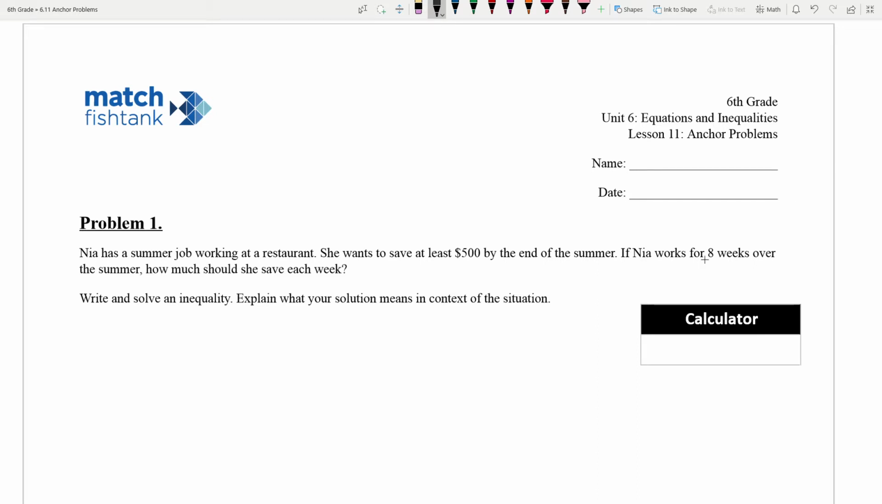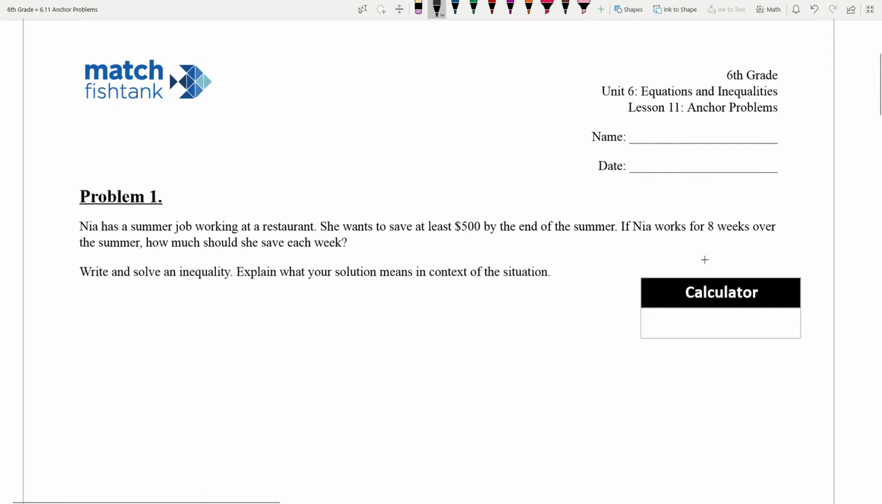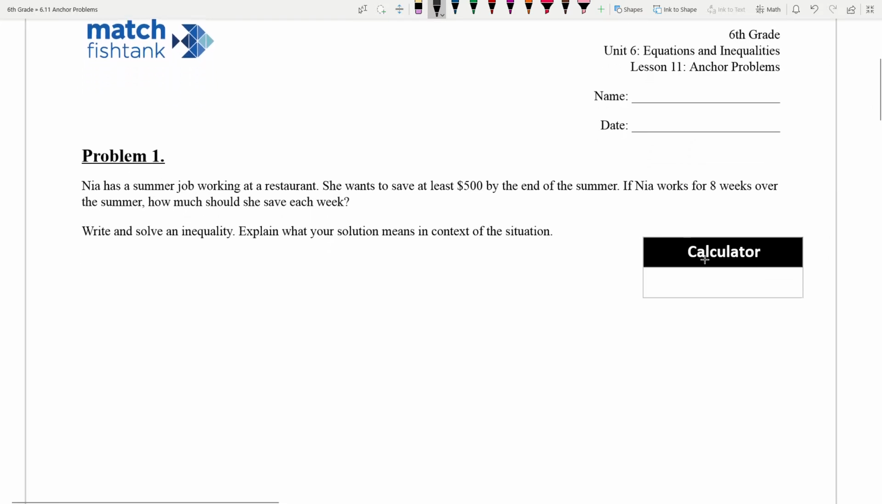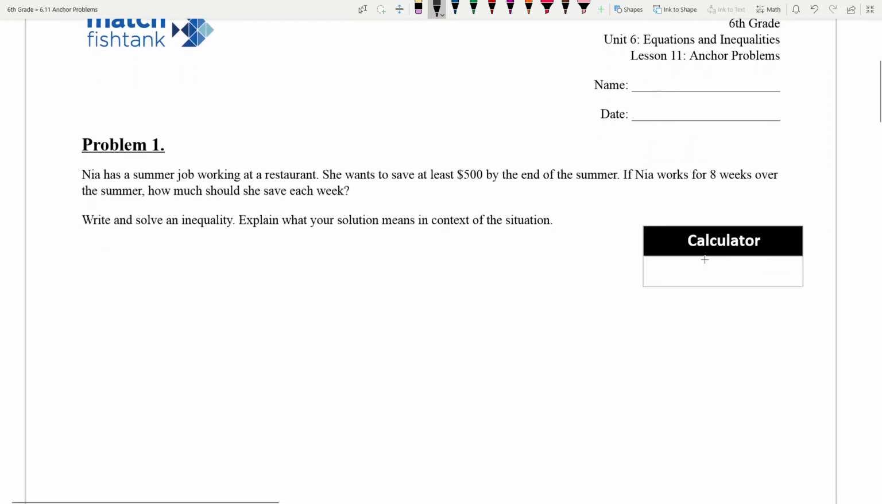In Problem 1, Naya has a summer job working at a restaurant. She wants to have at least $500 by the end of the summer. If Naya works for 8 weeks over the summer, how much should she save each week? Write and solve the inequality. Explain what your solution means in the context of the situation.